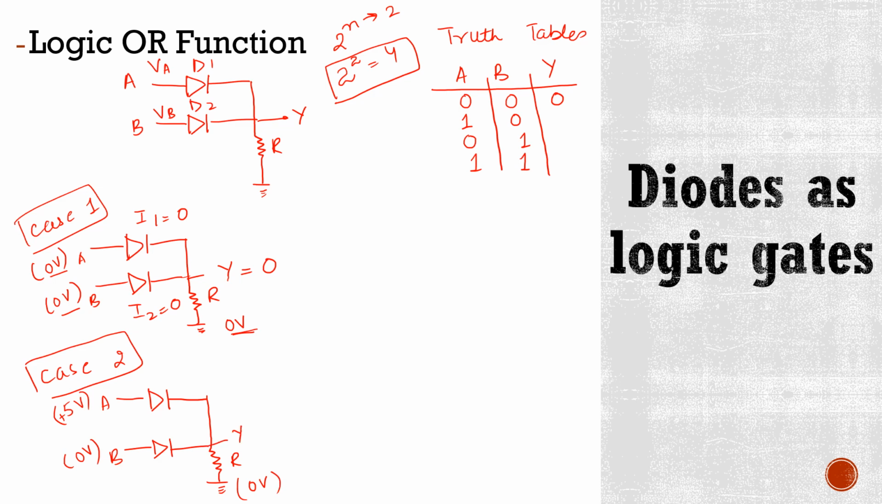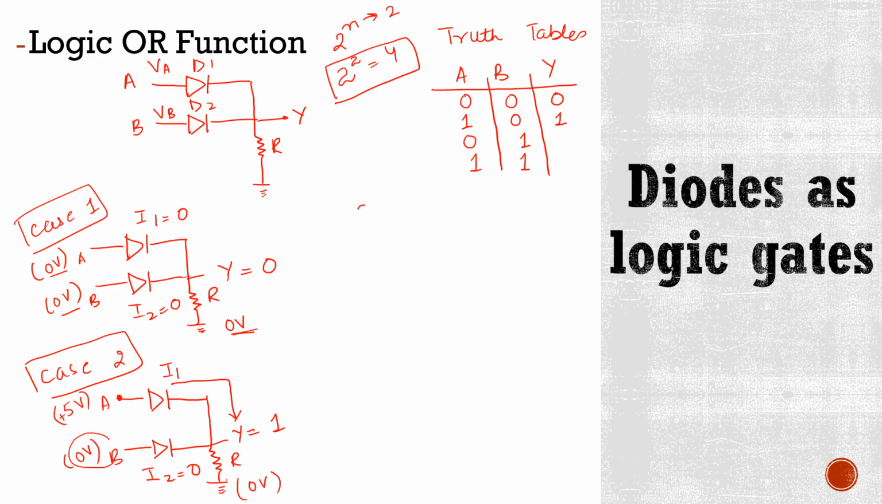Now as you can see, there we have higher potential and there is lower potential. It means here current I1 will be flowing from higher to lower potential in this direction, and since this terminal B and ground they have same potential, it means here I2 is 0. But since some current is flowing here in this circuit, it means there will be some output. So here value of Y is 1.